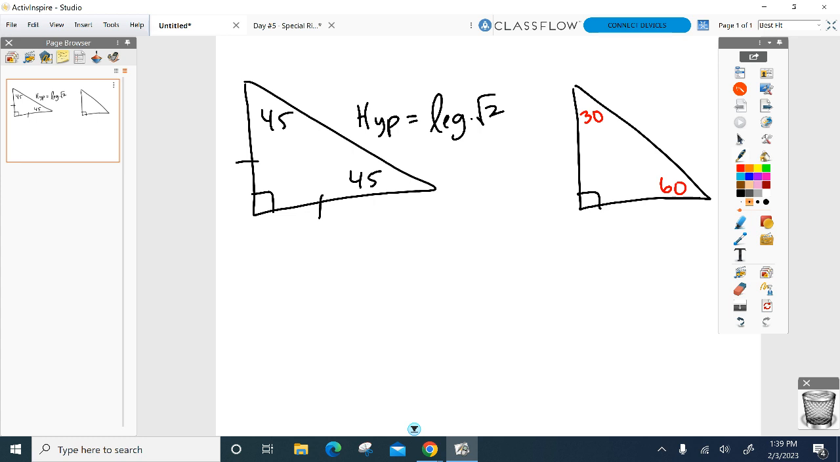30. So the side across from 30, we're not going to say leg anymore. We're going to say smaller leg. And the side across from 60, we're going to call larger leg. And this is still going to stay my hypotenuse. So everyone look at your 2 diagrams that we just did, because we're about to find a pattern and write it down.